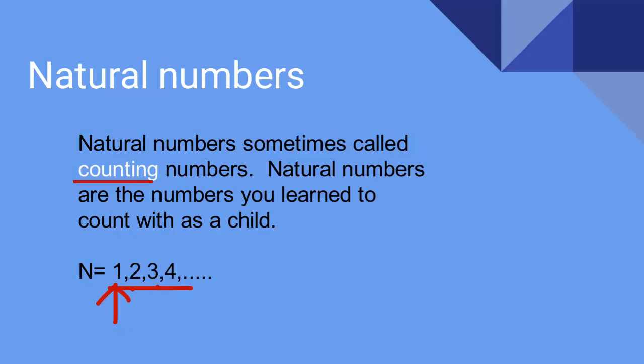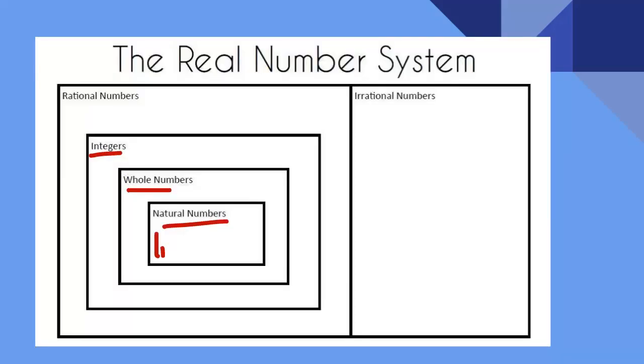So if we want to go back to this Venn diagram, if I was going to put natural numbers here, I'd put 1, 2, 3, 4, and then maybe dot, dot, dot, and so forth. So the number 5,000 would be a natural number.